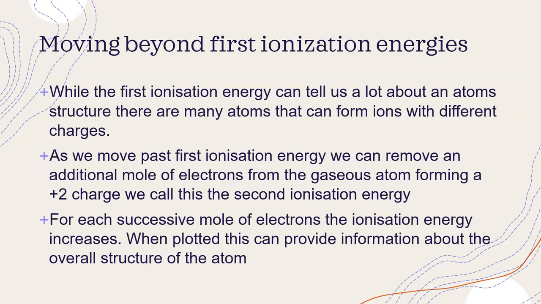While the first ionization energy tells us a lot about the atom's structure, there are many atoms that can form ions which have different charges. As we go past that first ionization energy, which is the energy for the first mole of electrons, we will see successive ionization energies which get greater. When we plot this, we can get information about the overall structure of the atom.